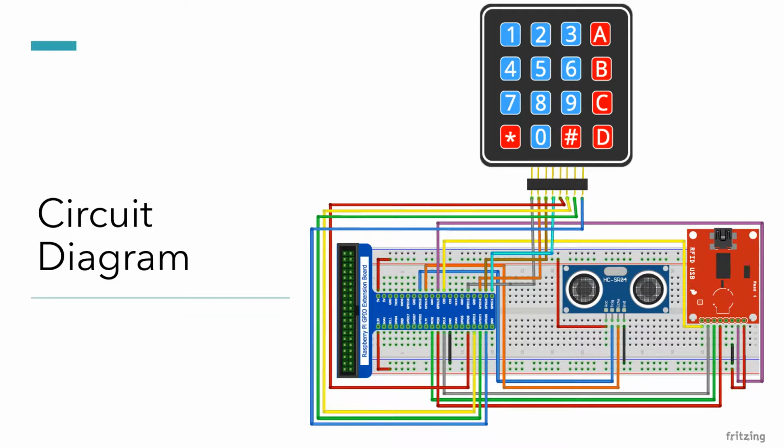Here is our circuit diagram. We have the numpad, the ultrasonic ranging sensor, and the RFID scanner. The only thing that we cannot see here is the camera, which is plugged directly into the Raspberry Pi.